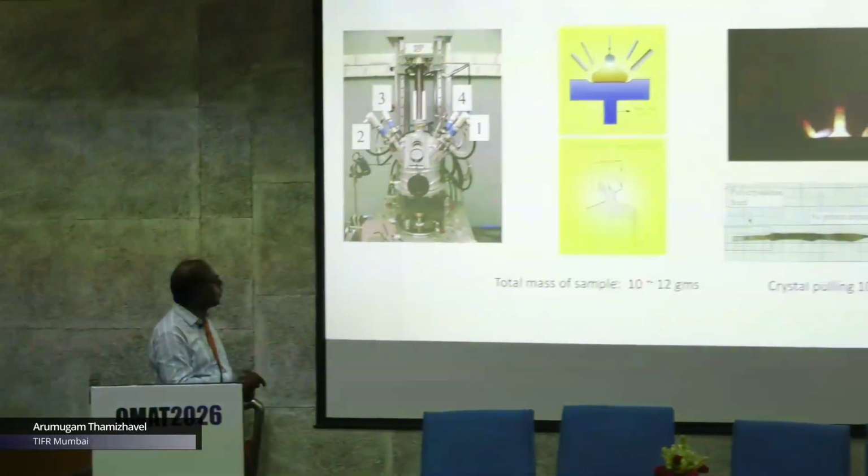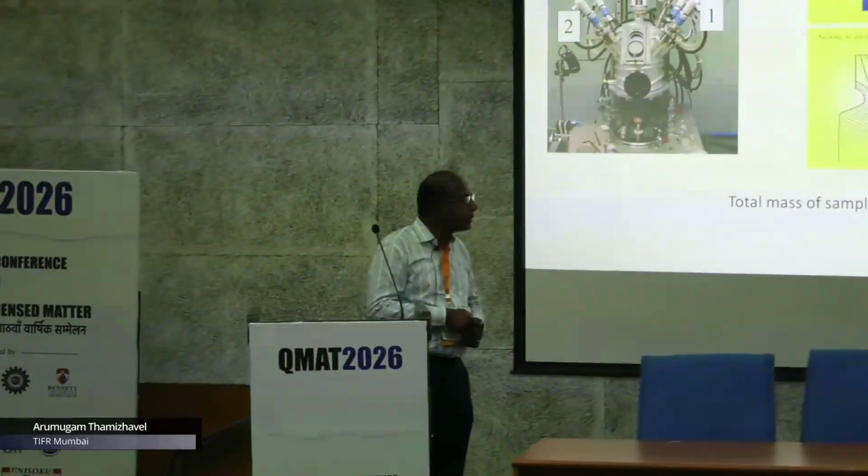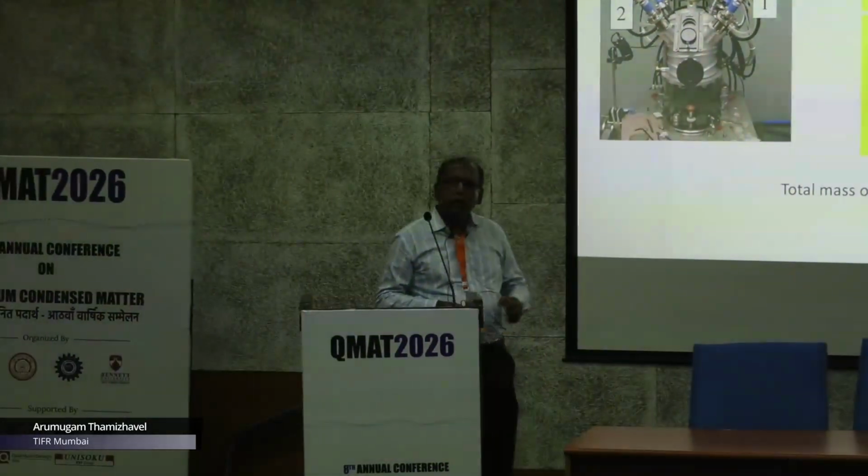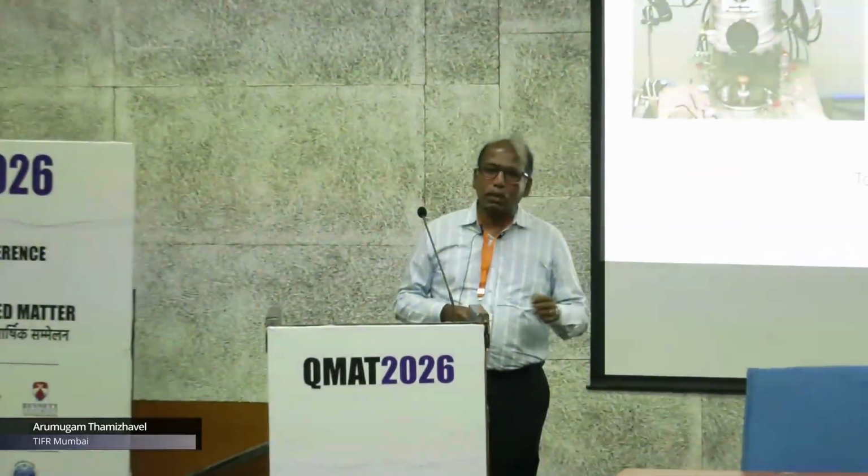Typically the total mass of the sample is about 10 to 12 grams, and the crystal pulling speed is about 10 mm per hour. So we have adopted about 10 mm per hour to grow the crystal. Typically the single crystal growth of about 7 centimeter crystal takes about a day. If you start in the morning at 10 o'clock, by evening 5 o'clock, you can complete the crystal growth process.